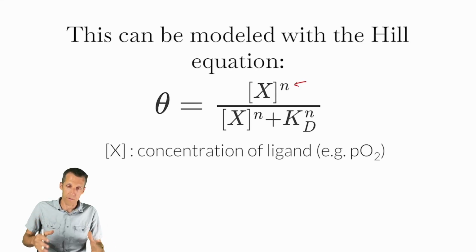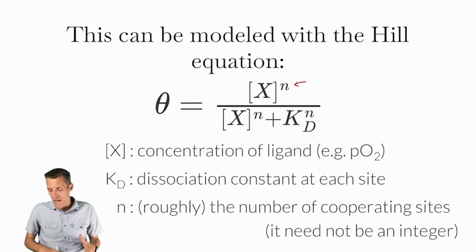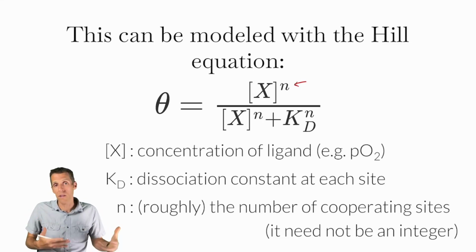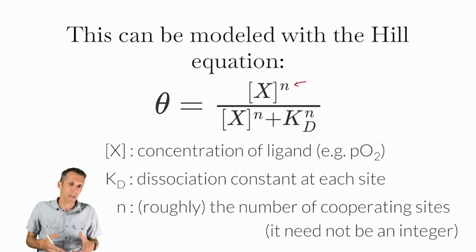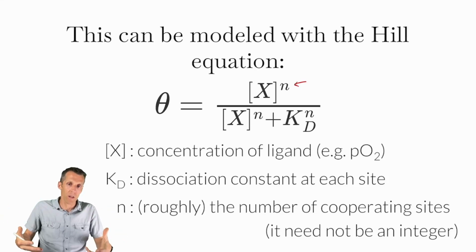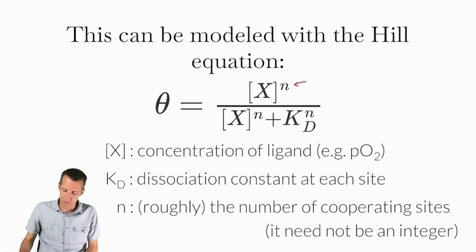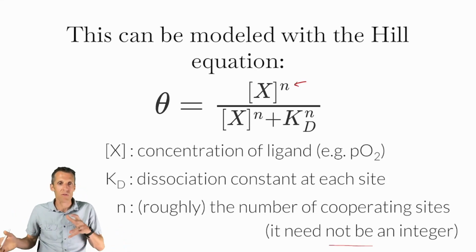So X, I guess I'll say what these are. X is the concentration, KD is the dissociation constant, and then N is approximately the number of cooperating sites. So the higher the N, the more cooperativity, the more cooperating sites are available. This is used not only to model this kind of cooperative system, but also all kinds of interesting cooperative systems in biochemistry. And so N is actually a sort of squishy number.